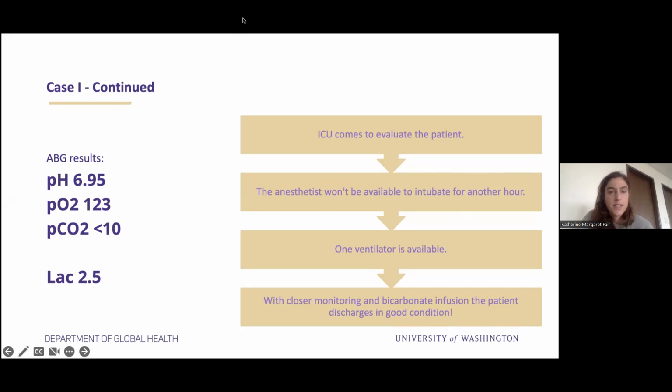So just giving you an example of management of DKA in our setting, it's a pretty common admission, and we are able to get some of the basic tests, but there are some workarounds that are required.